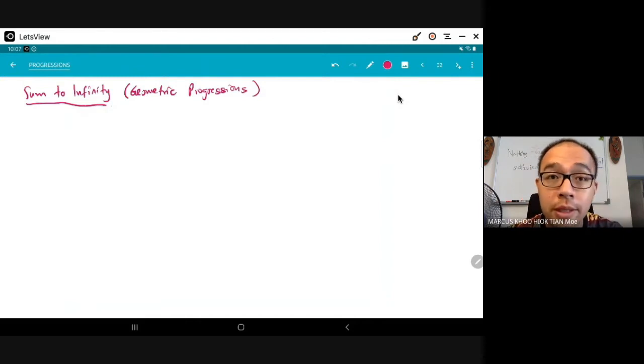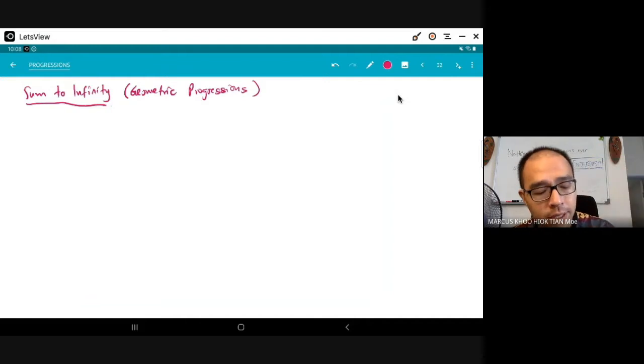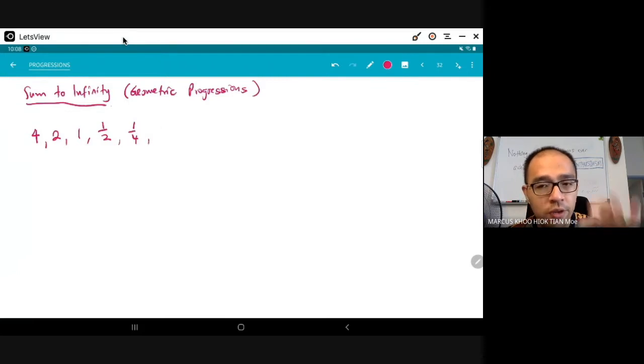in geometric progressions, the most important thing is the pattern. It's always multiplied by a certain number. Now, if your geometric progression is a number that is getting smaller and smaller, let's say for example, 4, 2, 1, what is the next number after this? Anybody? It'll be 1 over 2. After 1 over 2, 1 over 4. Can you give me the next 3 after 1 over 4? 1 over 8, 1 over 16, 1 over 32.